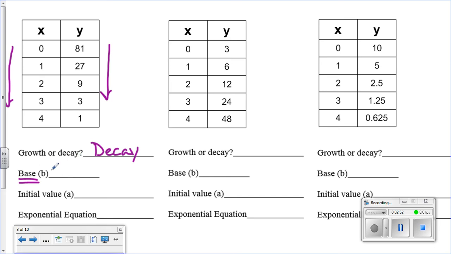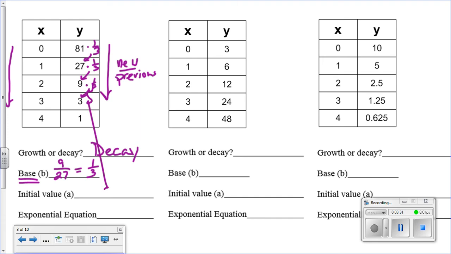Okay, so to get the base, all you're going to do is take any two consecutive outputs, and you're going to do the newer one over the previous. So the newer output is the 9 and the previous one is 27. This is going to give us 1/3. So let's just make sure this makes sense. If I multiply 81 by 1/3, yep, I get 27. If I multiply 27 by 1/3, I do get 9. If I multiply this by 1/3, I do get 3, and so on.